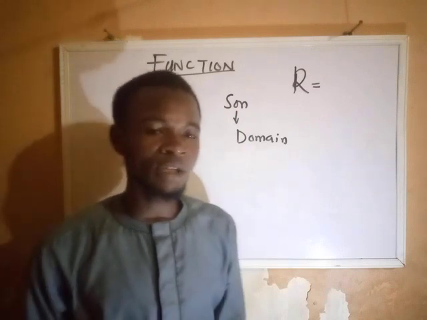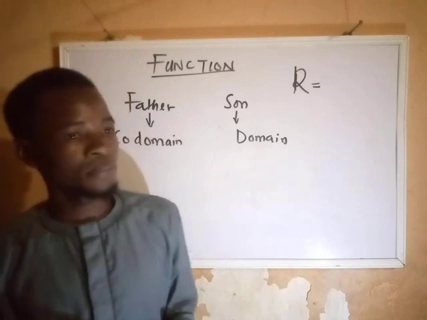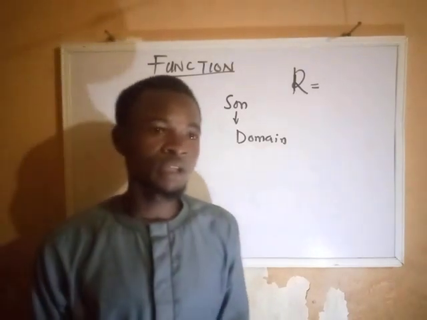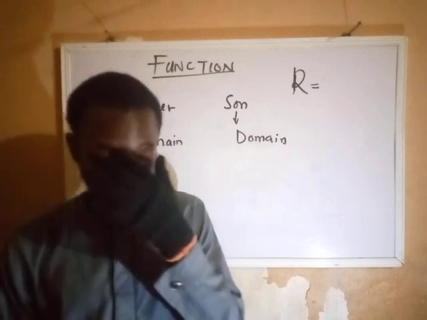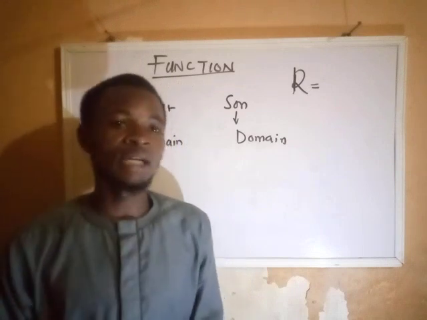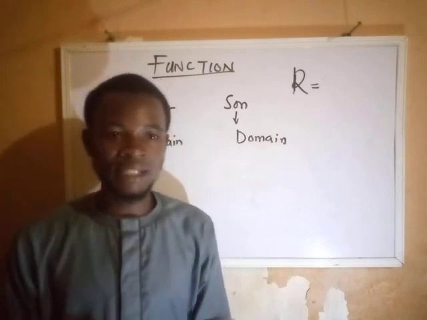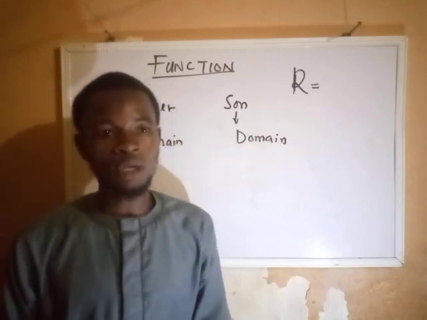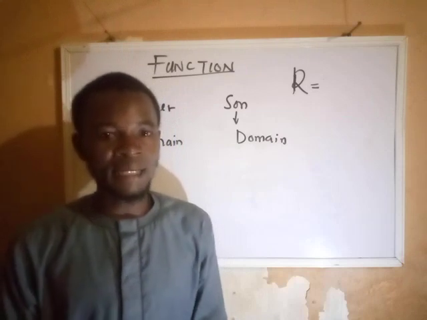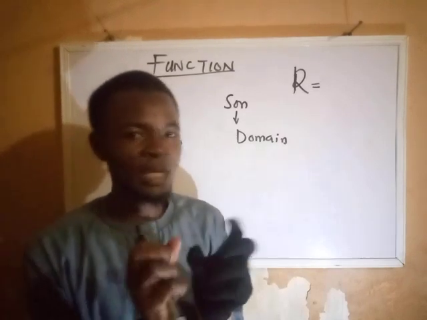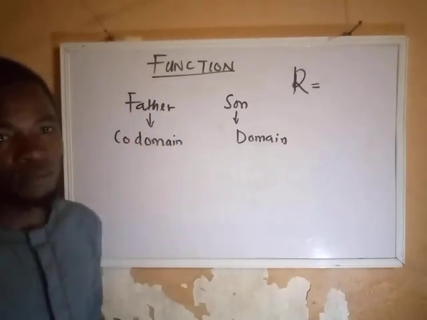So there are various types of functions. We have inverse functions, we have one-to-one functions, we have onto functions, and others like that. But the functions I'm going to show you today are different from the ones you know. So we call them special types of function. But before I highlight them, I want to explain more on what we mean by codomain and domain.